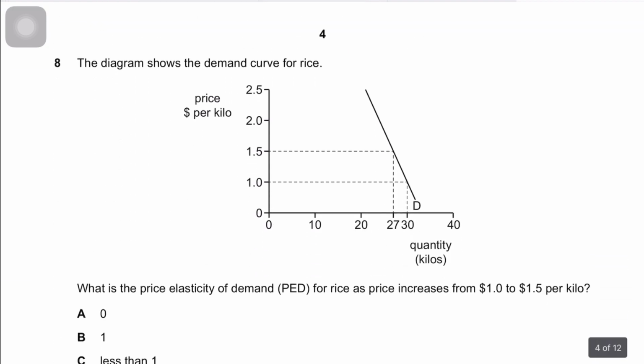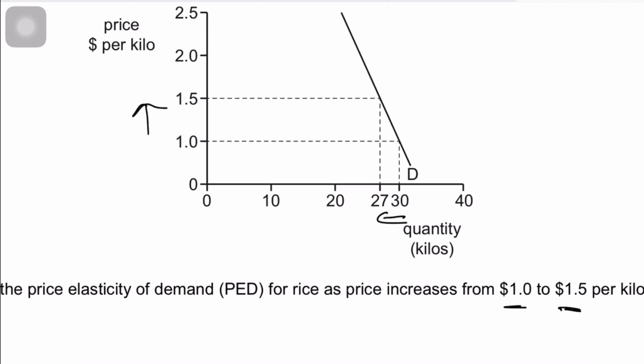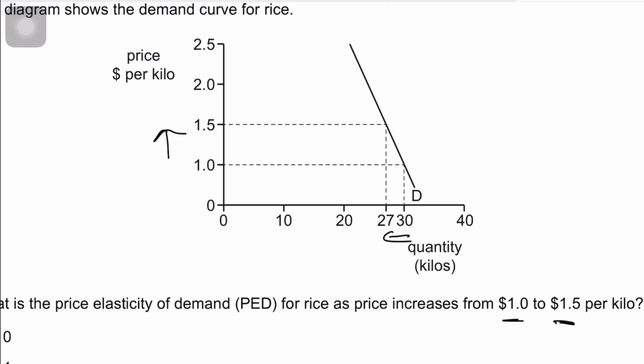Question number 8 states the diagram shows a demand curve for rice. The price is going up, as it increases from 1 to 1.5, and obviously the quantity demanded has to go down, because that's what the law of demand states, the inverse relation. So we need to calculate the PED. The PED formula is percentage change in quantity demanded divided by the percentage change in price.